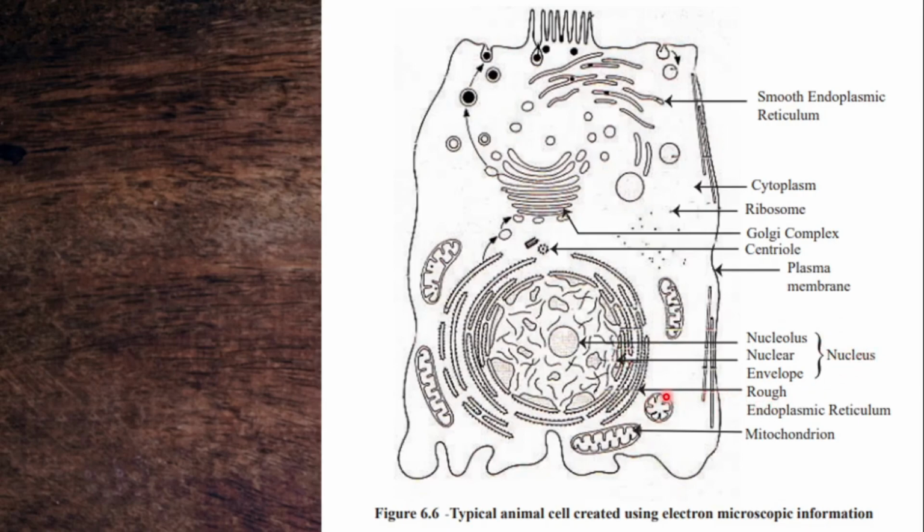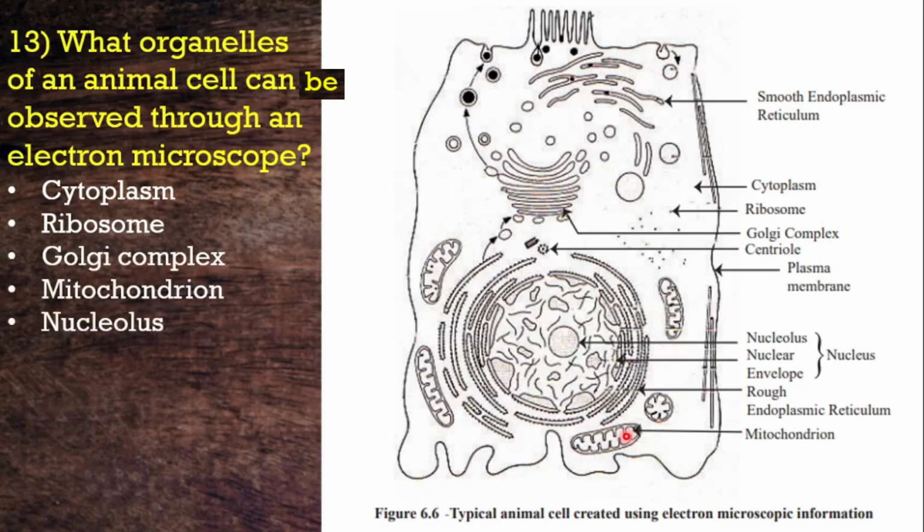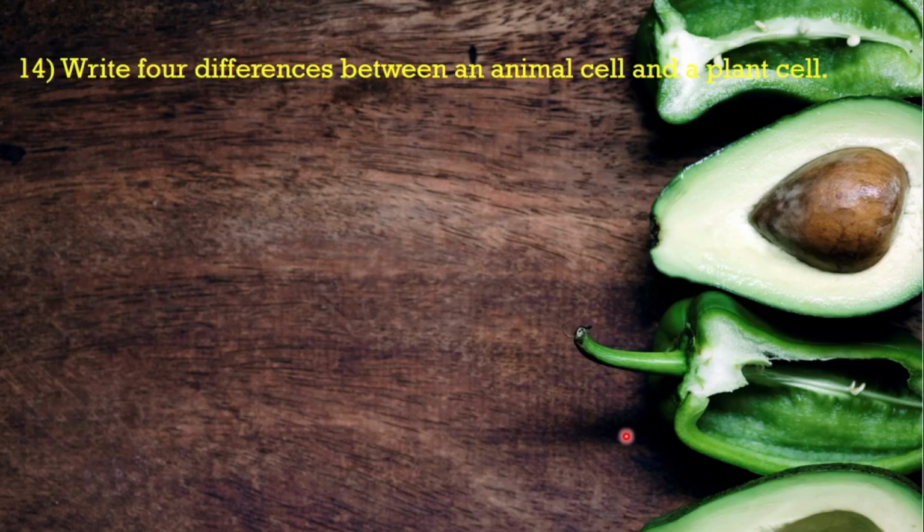And here we have the rough endoplasmic reticulum because all these ribosomes are attached to it. And here we have the mitochondria. So this picture gives you a clear idea about a typical animal cell. The question: what organelles of an animal cell can be observed through an electron microscope? You can see cytoplasm, ribosome, Golgi complex, mitochondrion, nucleolus, smooth endoplasmic reticulum, and rough endoplasmic reticulum.